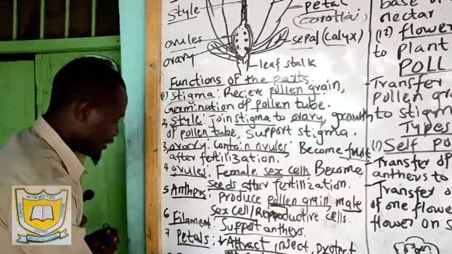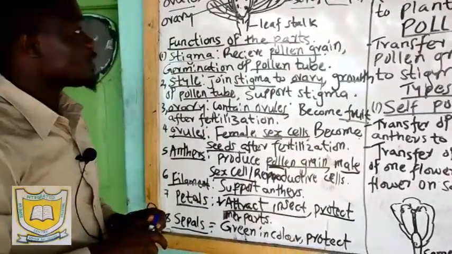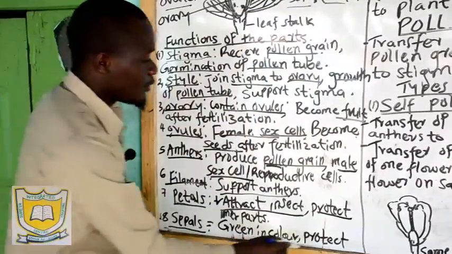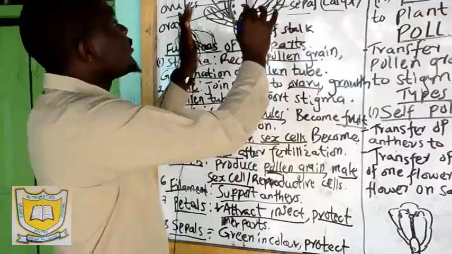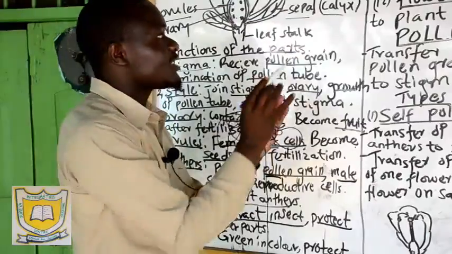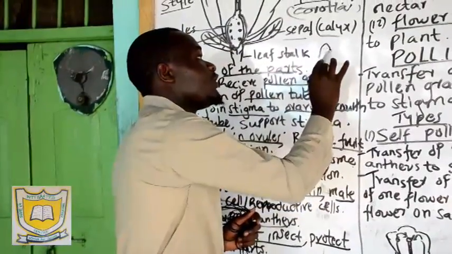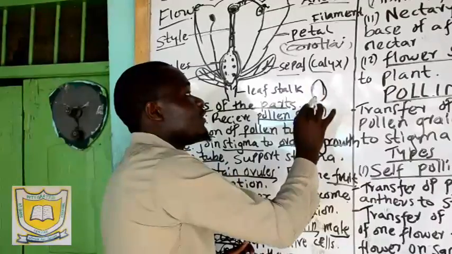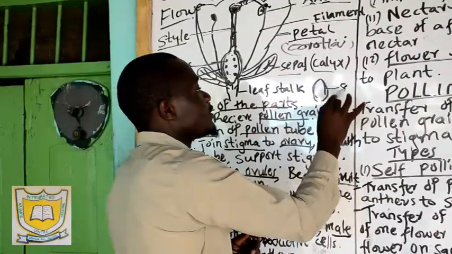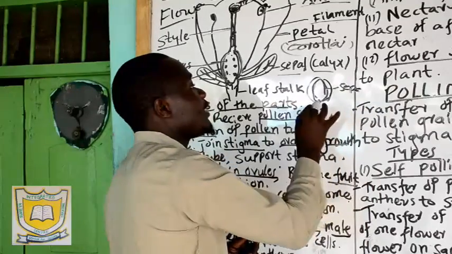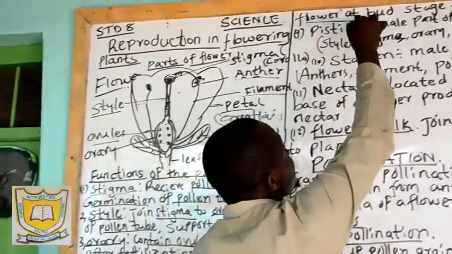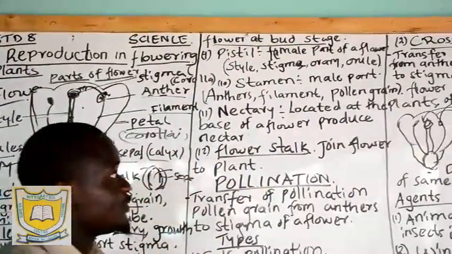We move to the eighth part, which is the sepal. The sepal, I said, is the green part of a flower. It protects the entire flower during the bud stage. During the young stage, the flower is enclosed like that, with all parts enclosed before it opens up. This is what we call the sepals. The sepals enclose the flower until it opens up so that it can carry out fertilization. That stage is what we call the bud stage.